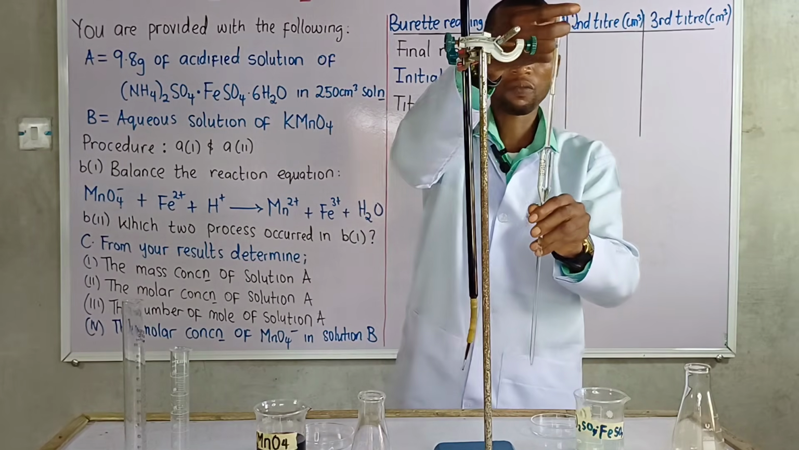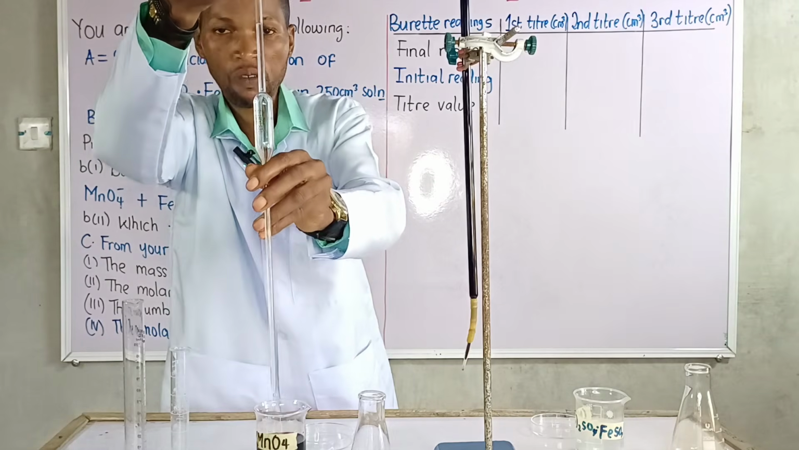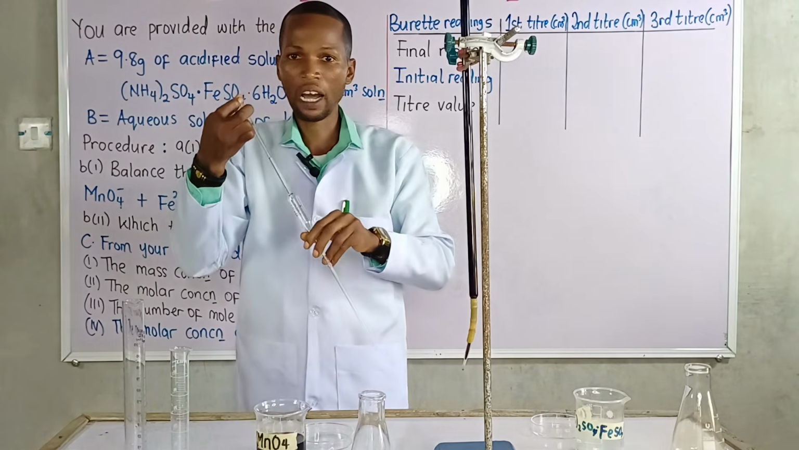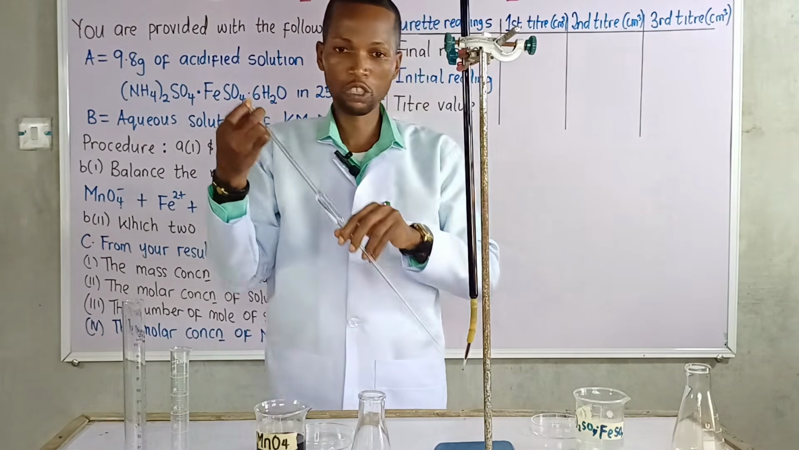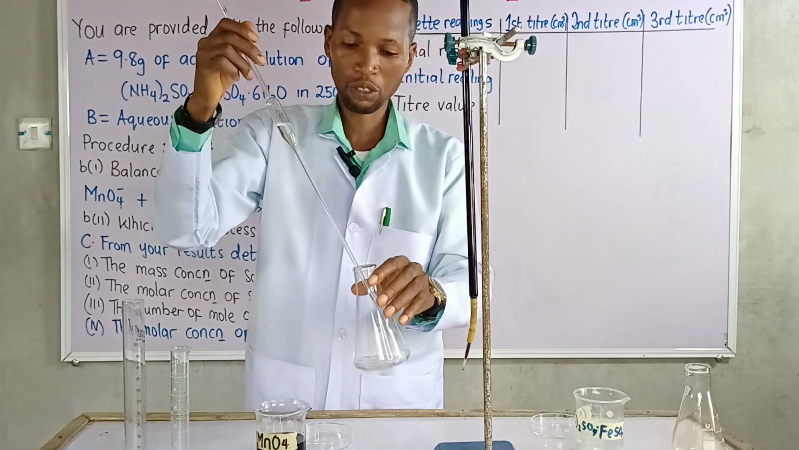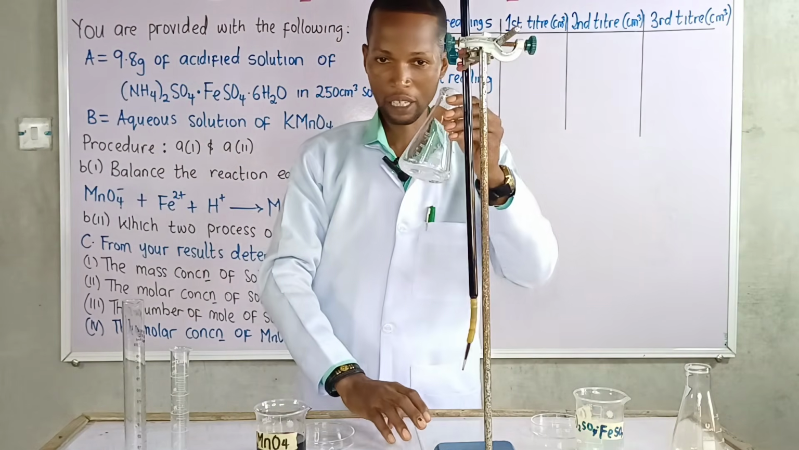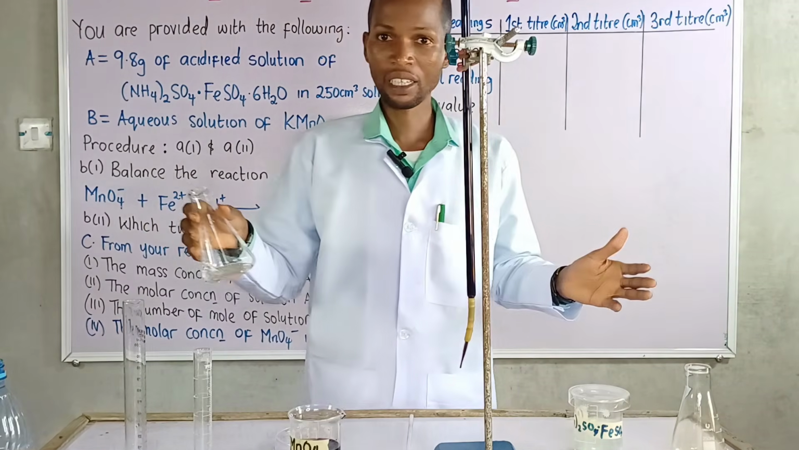Okay, so I have 25 ml, which is the same thing as 25 cm³ of the acidified ammonium iron(II) sulfate. So I'm going to introduce it into the conical flask. Do not force the last drop. So I have my ammonium iron(II) sulfate in the conical flask. Can we start the titration?